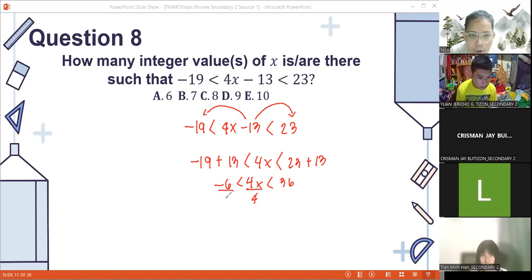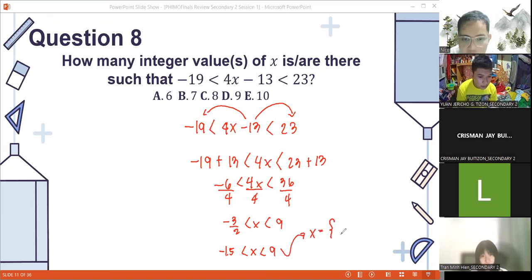So divide everything by 4, right? So this is negative 3 halves, x, and this is 9. So what is this one? Negative 1.5, right? So the values for x here, if it's only integer, it should be greater than negative 1.5: negative 1, 0, 1, 2, 3, until 8. So there are around 10 integer values. So the answer here is 10.